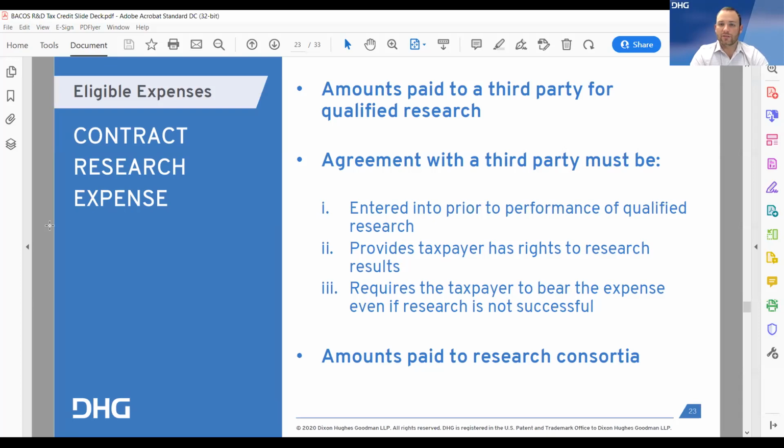And then the third is that the taxpayer must bear the expense even if the work on the R&D is not successful, meaning that you have to have financial risk with respect to what work you're outsourcing to be done by a third party.